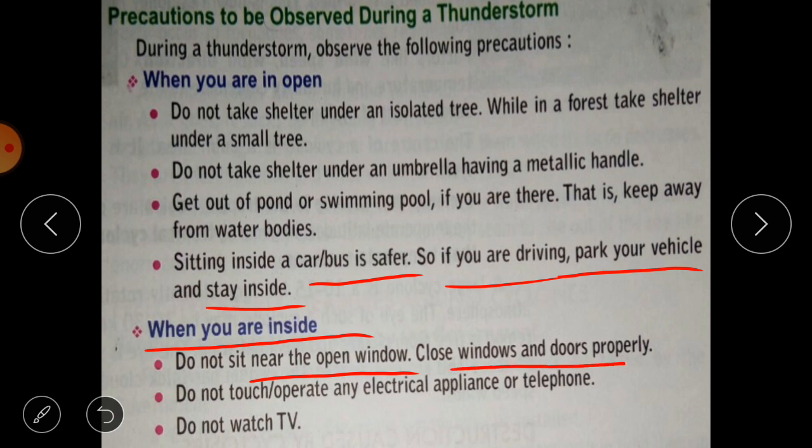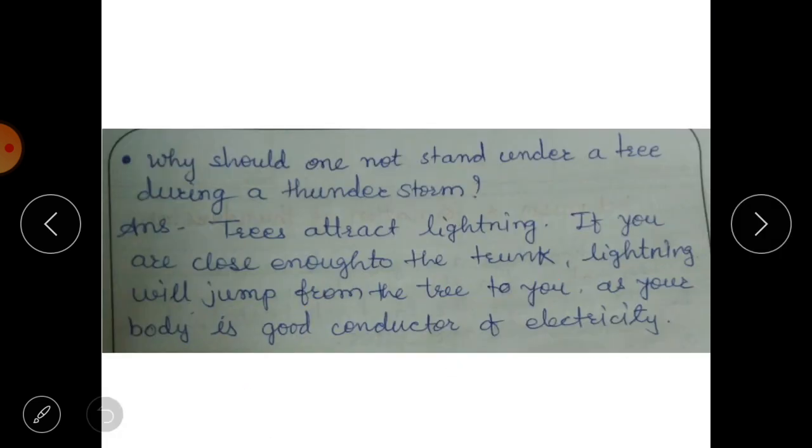Close the windows and doors properly. Do not touch or operate any electrical appliance or telephone. And do not watch TV. Okay, so these are the things that you should take care of when a thunderstorm is there. So these are some precautions.